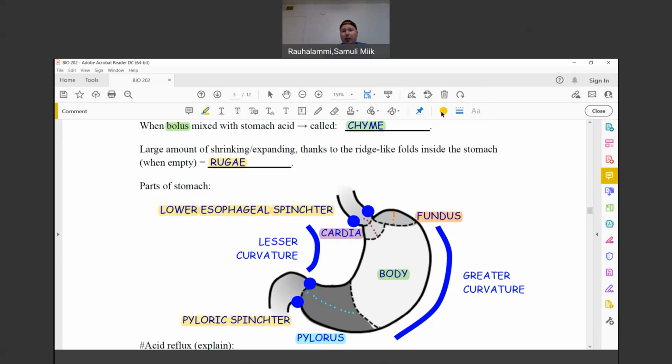A couple of other structures that I'm just going to share with you. We have our curvature on the lateral side, facing to the side of the body. That's our greater curvature of the stomach, and more medially, the lesser curvature. So that's some of the terminology that you might end up running into.